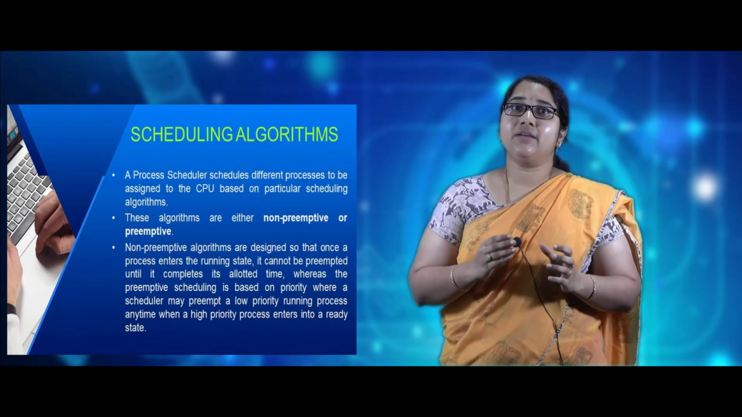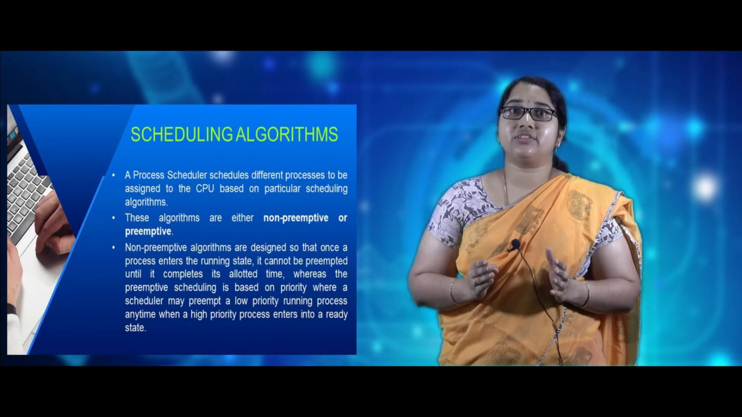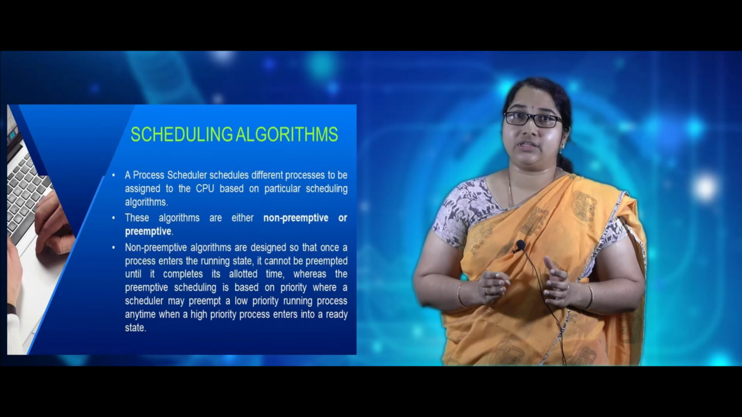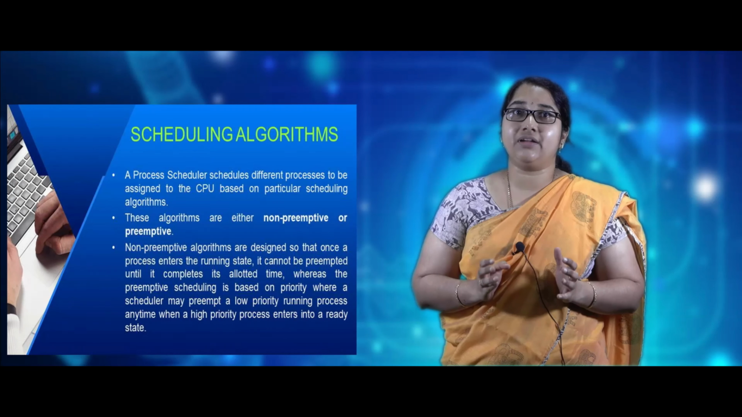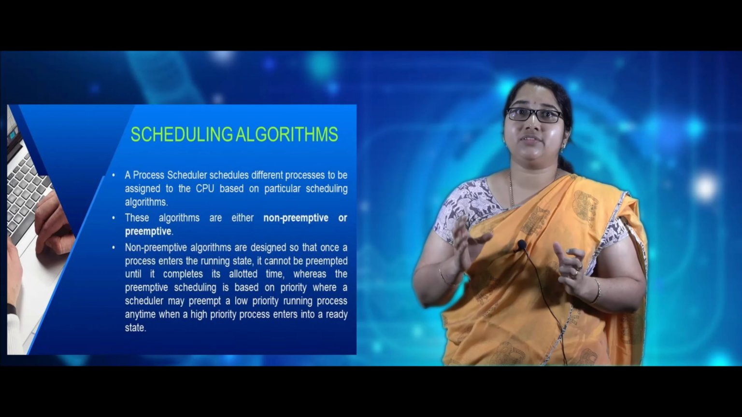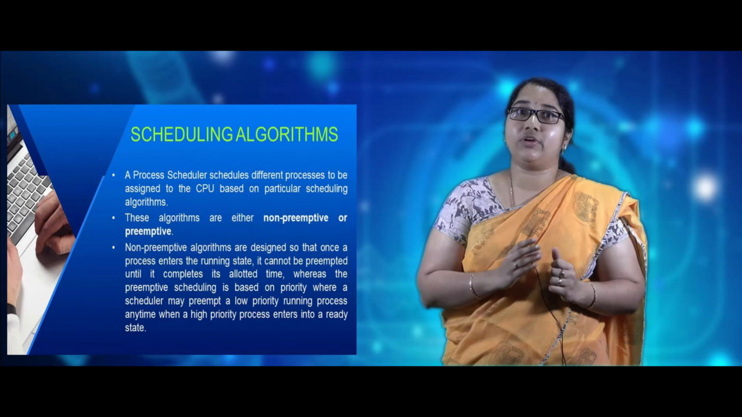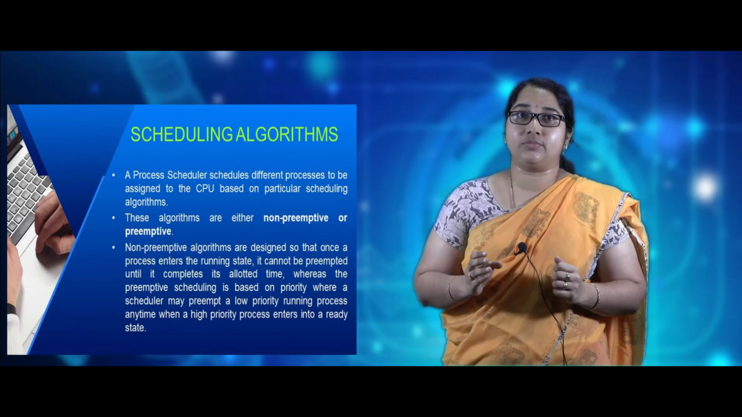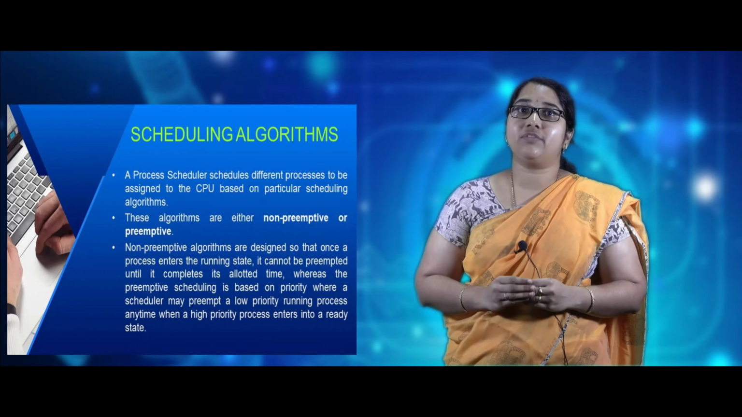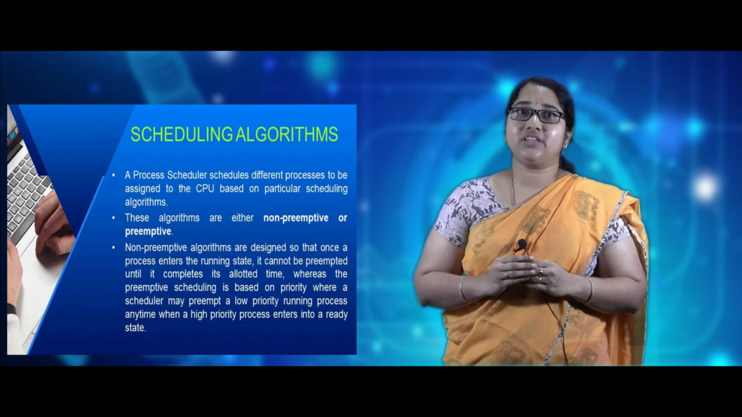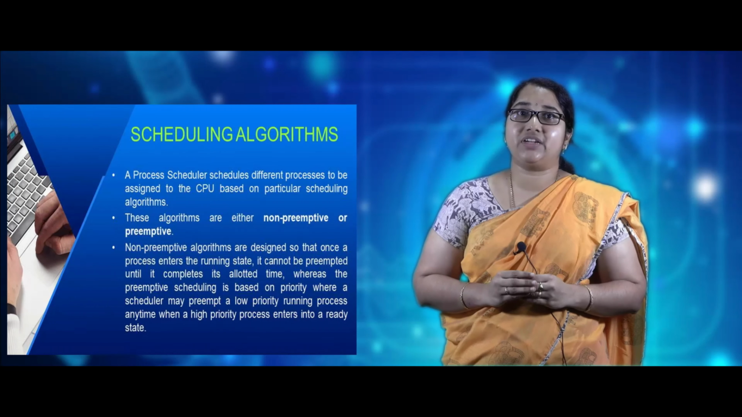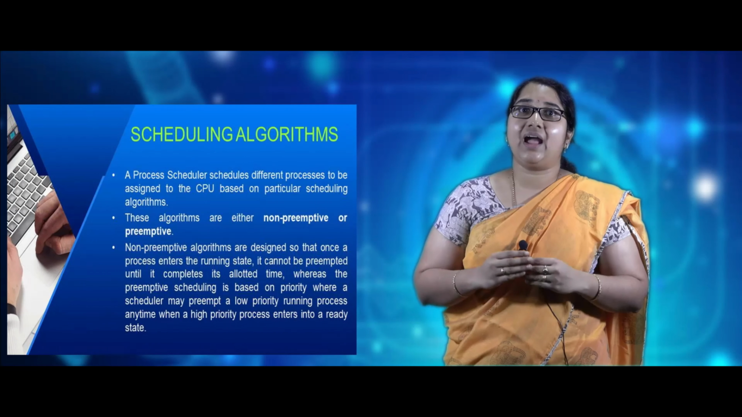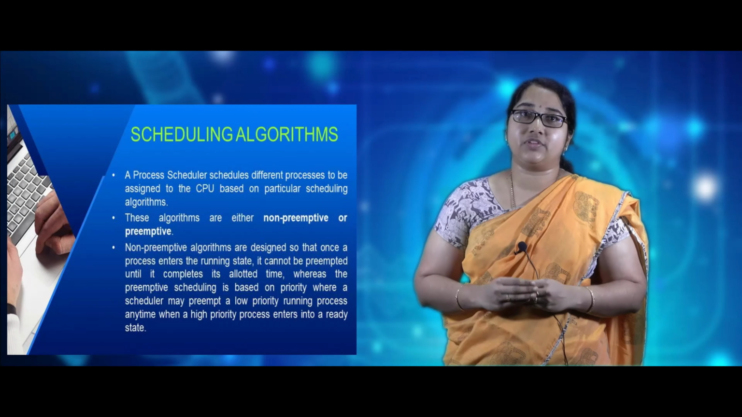Now that we have seen various concepts as far as process scheduling is concerned, let us discuss various process scheduling algorithms. The process scheduler is the one which gives various processes to the CPU for execution. This is performed based on various scheduling algorithms. Now let us see some of the types of process scheduling algorithms. Process scheduling algorithms are basically differentiated into two types. The first one is non-preemptive algorithms and the second one is preemptive algorithms.